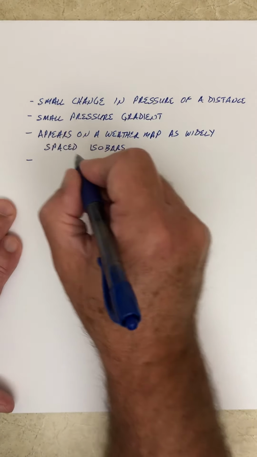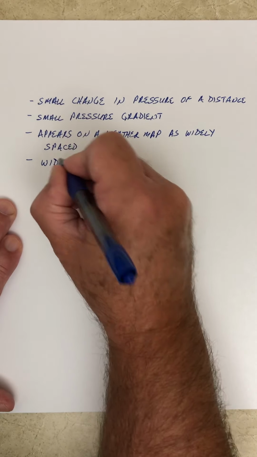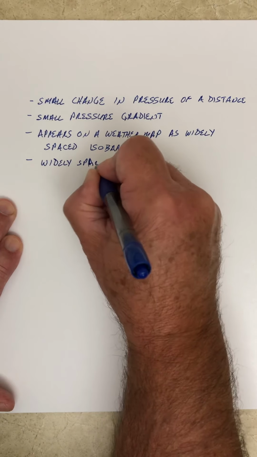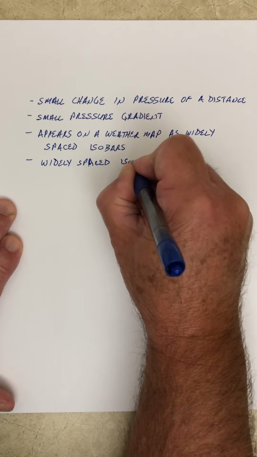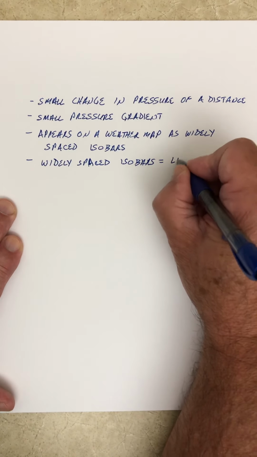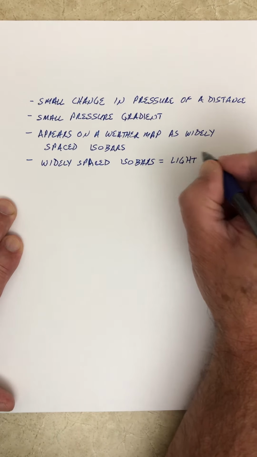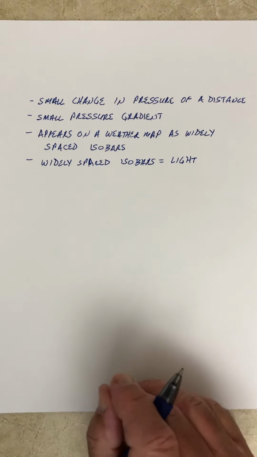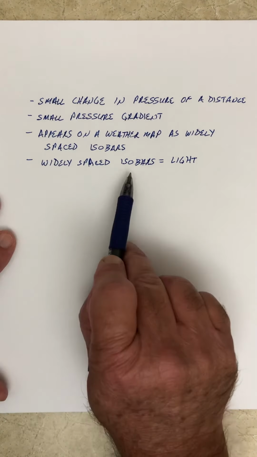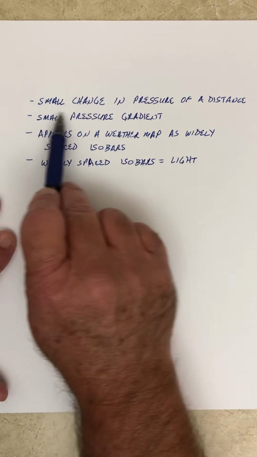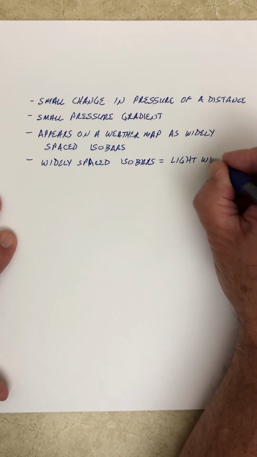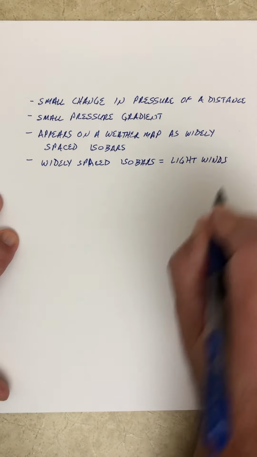And the important thing here is that widely spaced isobars will equal light winds. Really widely spaced isobars, you're probably going to have calm winds, okay? With widely spaced isobars, there's a small pressure gradient, a very small change in pressure over a distance, and that's going to equate to light winds or even calm winds.